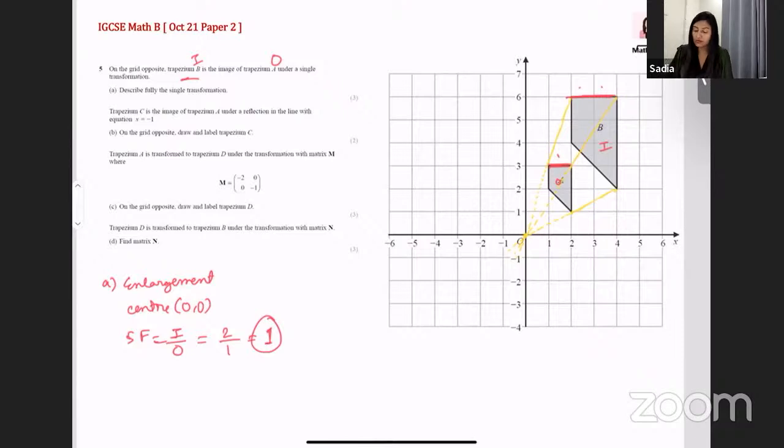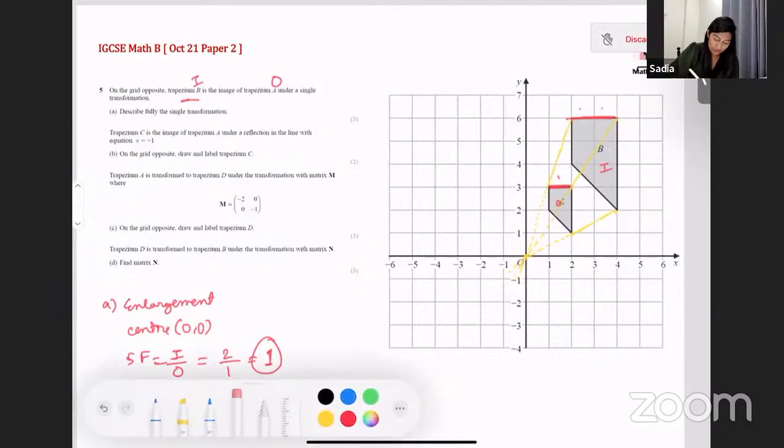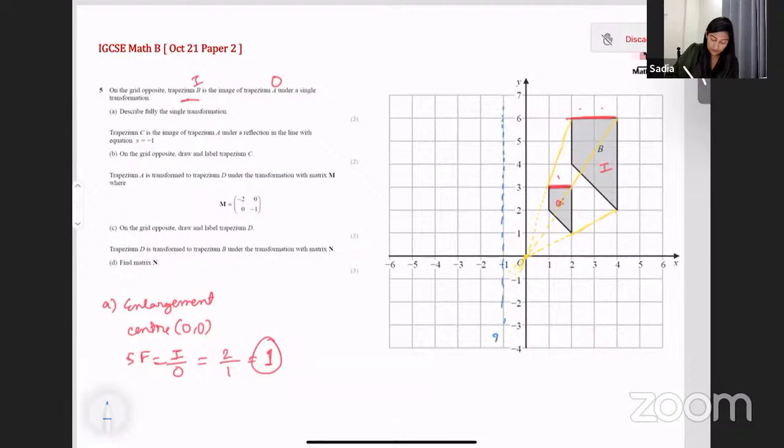Okay, 5A is done. Next, for 5B, trapezium C is the image of A, reflection about x equals -1. So I will just draw this x equals -1 line here. You can even join a straight line instead of dotted. It's better to join like this. So x equals -1.